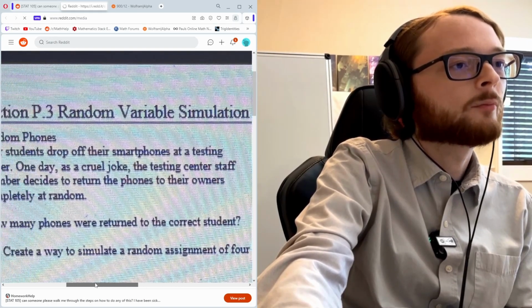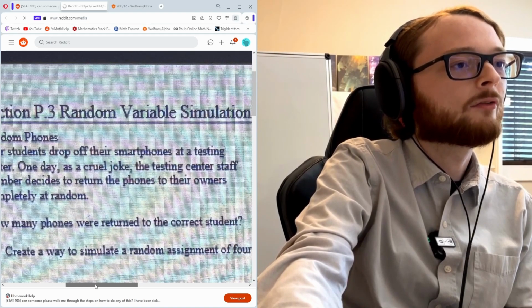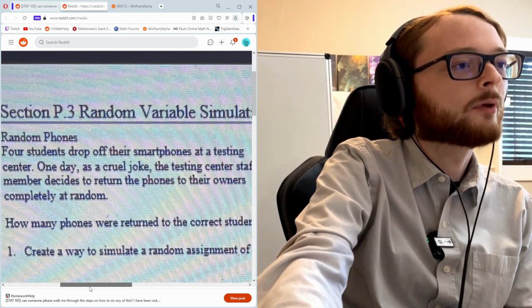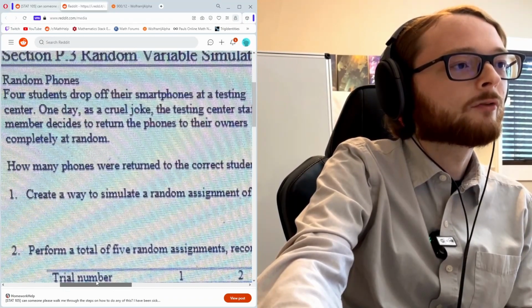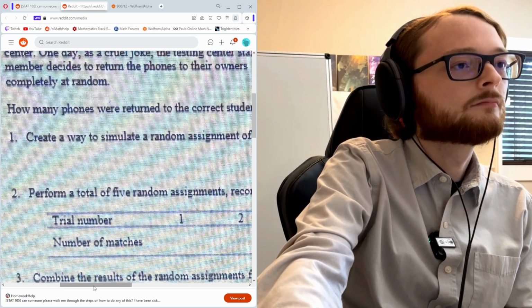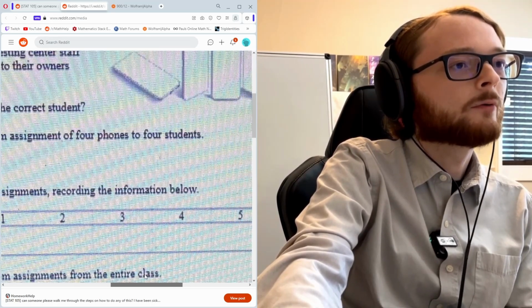Four students drop off their smartphones at a testing center. In one day's cruel joke, the testing center staff member decides to return the phones to their owners completely at random. That's just kind of mean. How many phones were returned to the correct student? Create a way to simulate a random assignment of 4 phones to 4 students.